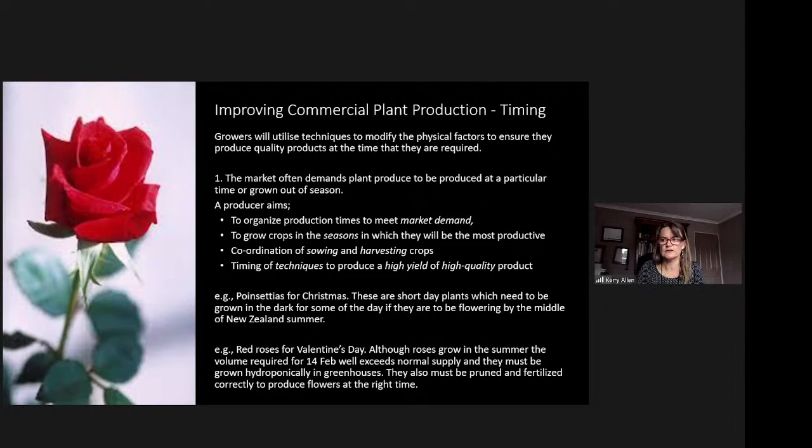And the other one I've given there is red roses for Valentine's Day. Roses grow throughout the summer, but the optimum time is now. So they need to be grown in hydroponics or in glass houses, and they need to be manipulated to make sure that you have enough for Valentine's Day. Okay, no one wants red roses on the 15th of February. Everyone wants them on the 14th. So you need to be able to manipulate your crop to get there. To do that, sometimes we have to sow differently, we have to harvest differently, we have to manipulate our techniques, and we'll look at some of that shortly.